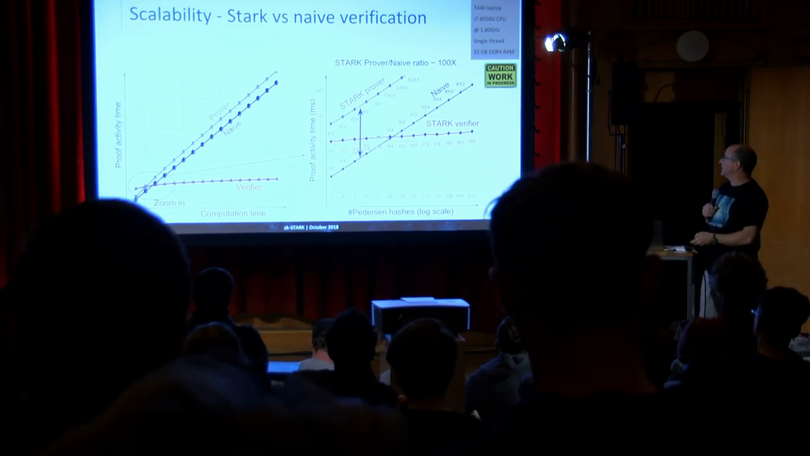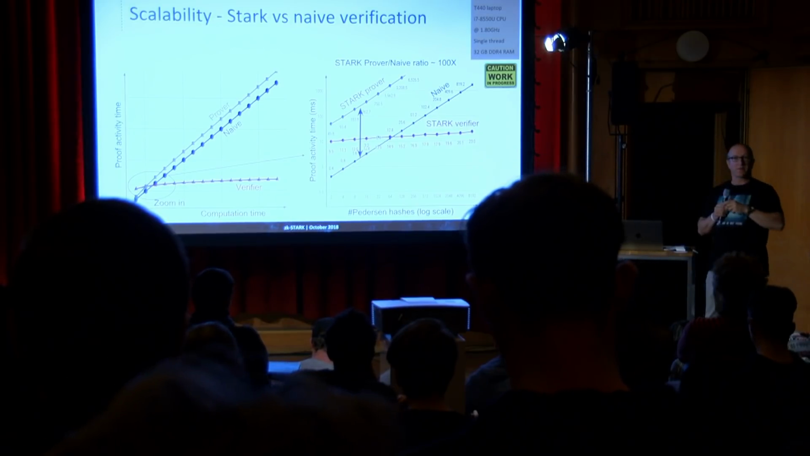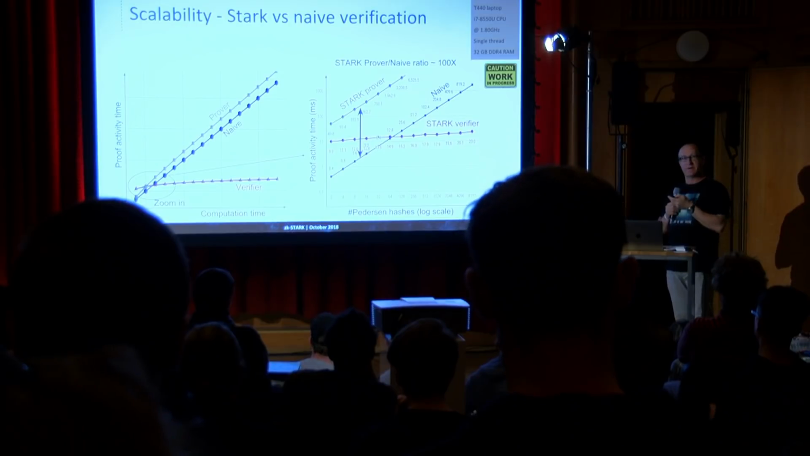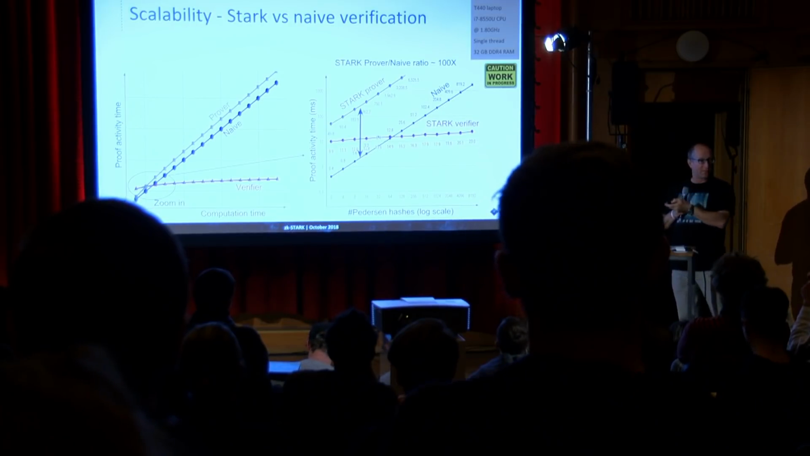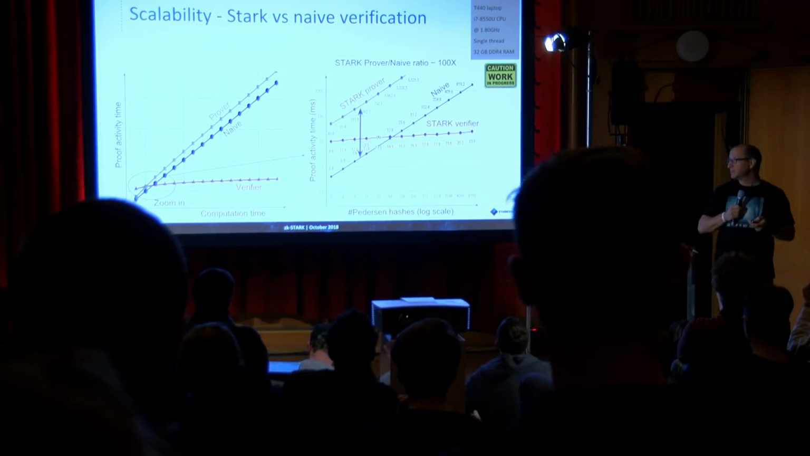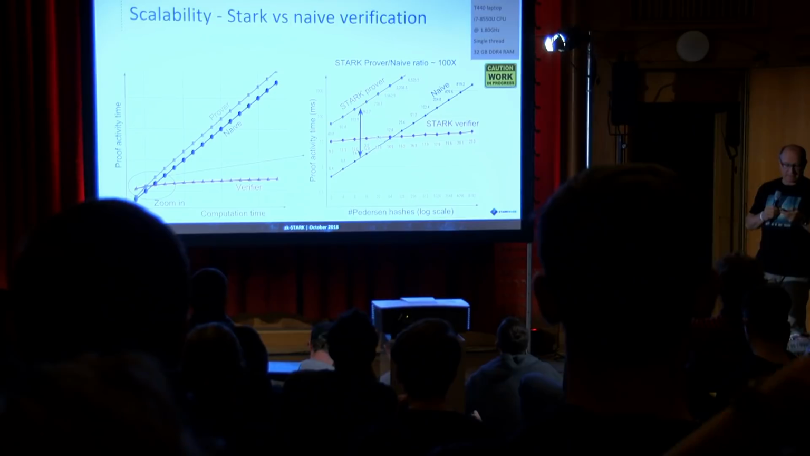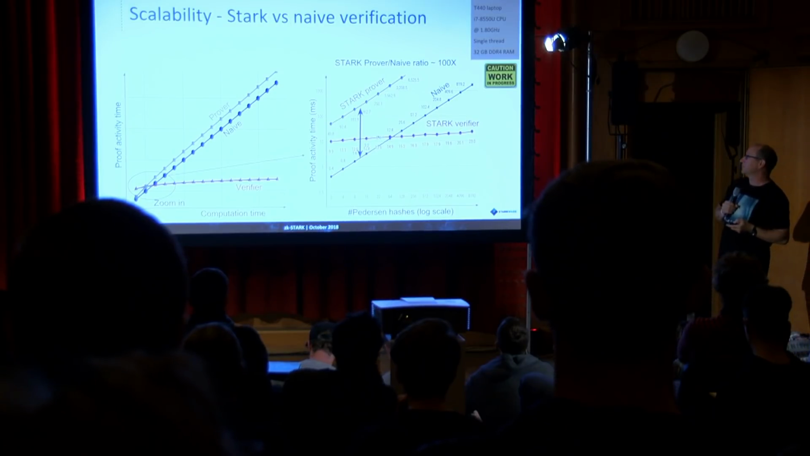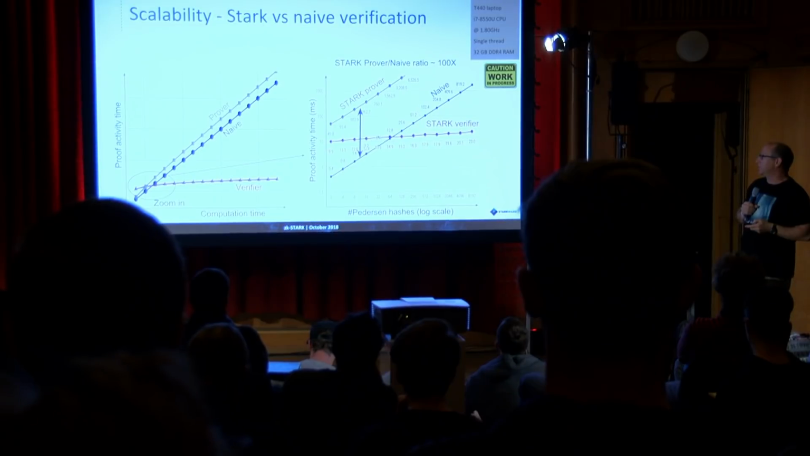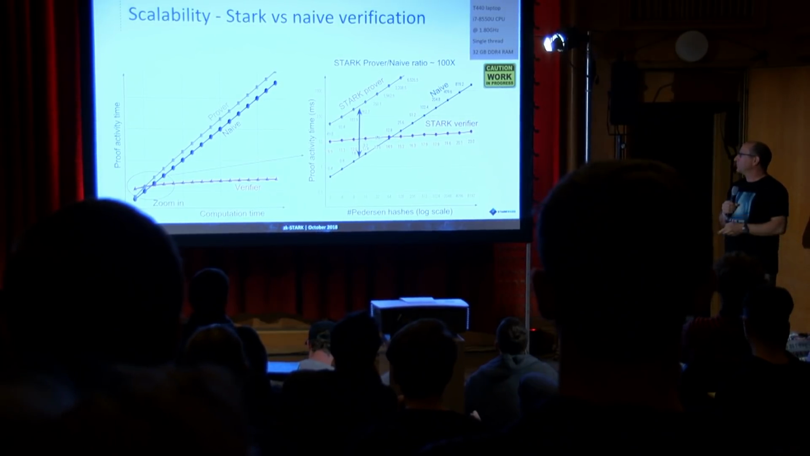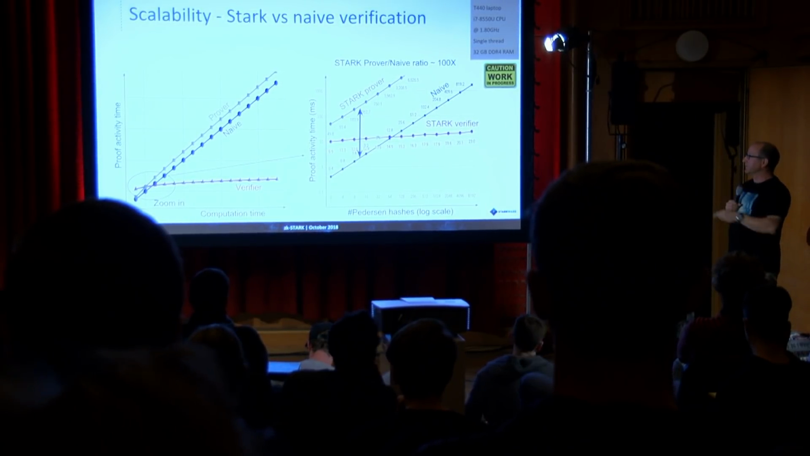I just want to say, all of the numbers that I'm presenting here are work in progress. We haven't finalized anything. In particular, it's single thread. There are a lot of optimizations that we haven't used yet. So I think this 100x could go down by an order of magnitude or a little bit more, both in the prover and also in the verifier.